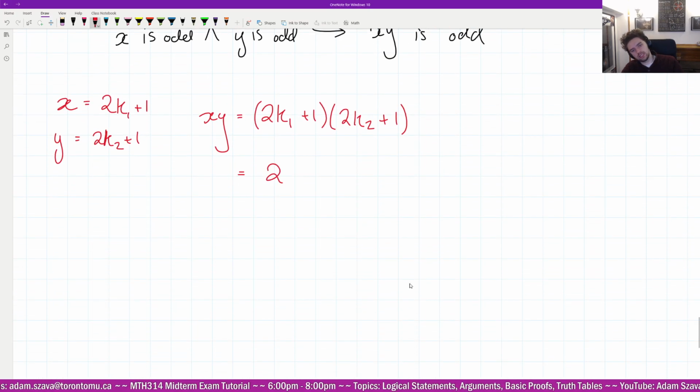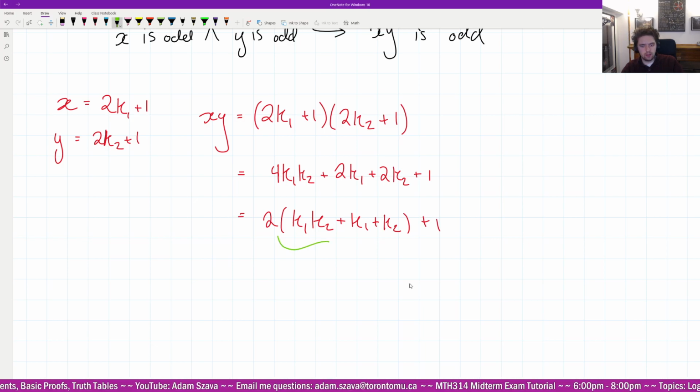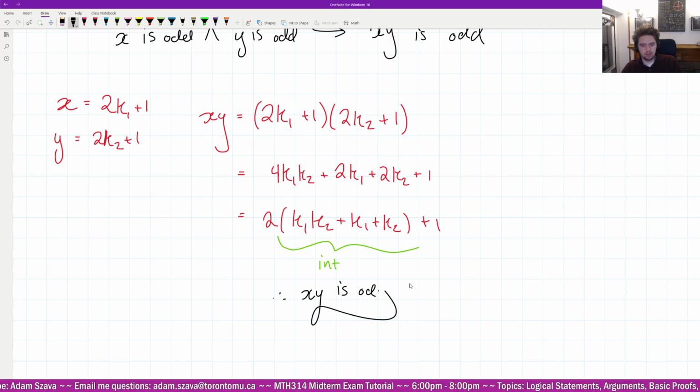Anyway, so foiling this is going to be 4k1k2 plus 2k1 plus 2k2 plus 1. Factoring out the 2 here, you get 2(2k1k2 plus k1 plus k2) plus 1. This is some integer. Therefore, xy is odd. Sometimes I go a little crazy with the y there. You're missing a 2. Missing a 2.